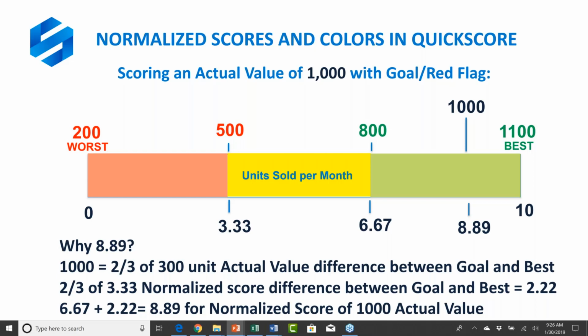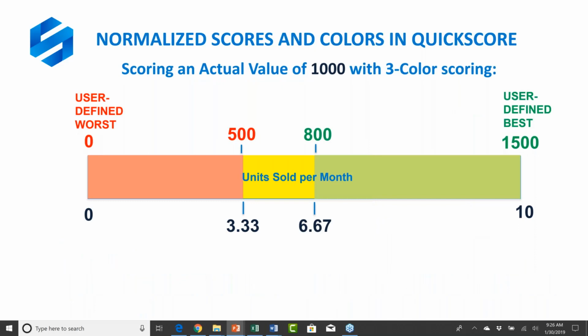Well, the actual value of 1,000 sits 2/3 of the way into the 300 unit actual value difference between goal and best. You take that 2/3, 2/3 of the 3.33 normalized score difference between goal and best is 2.22. And if you simply add the 2.22 on top of the 6.67 normalized score for the 800, you come up with your 8.89.